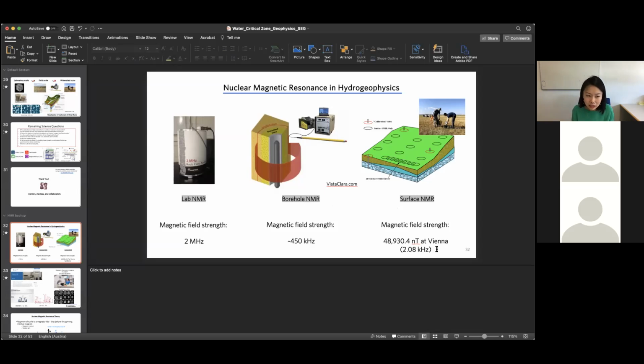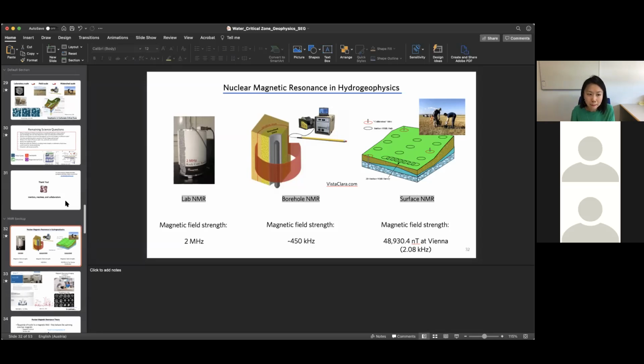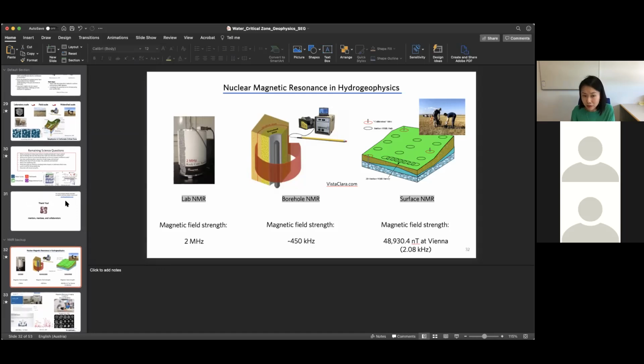In terms of sensitivity, another important thing I want to point out in terms of data quality is the dead time. As I mentioned, the surface NMR has a very long dead time, 10 milliseconds, and the borehole NMR equipment we were using, the DART system, has a slightly shorter dead time. However, it's still longer than the lab NMR. Therefore, some of the information we can measure in the lab, we cannot measure in the field using the borehole or the surface NMR.